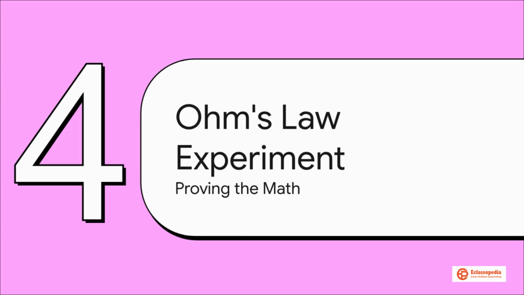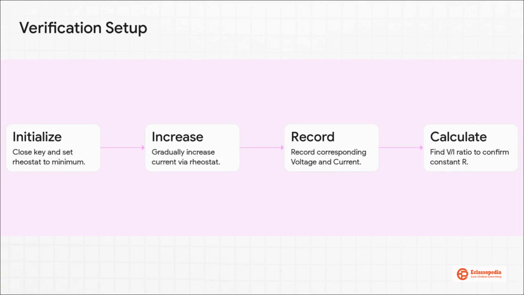All right, section 4, the Ohm's Law experiment. We've done the math on paper, right? But science demands actual physical proof. If you were to jump into a lab right now to prove this math in the real world, you'd grab a battery, an ammeter to measure current, a voltmeter for voltage, and a variable resistor, which is called a rheostat. Then you'd follow 4 crisp, actionable steps.